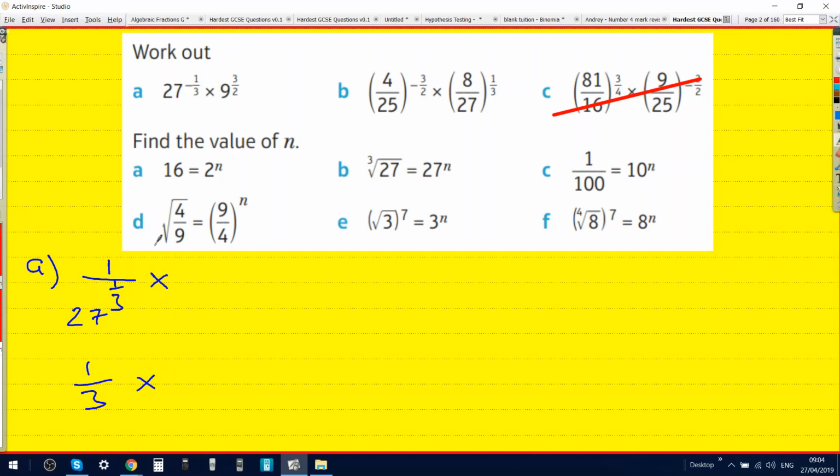And then how about the other one? Is it 12? I don't know. Is it 27? Yes. And then do I need to just times those two together? Yeah. And is that 9? Yeah. Well done. How about B?